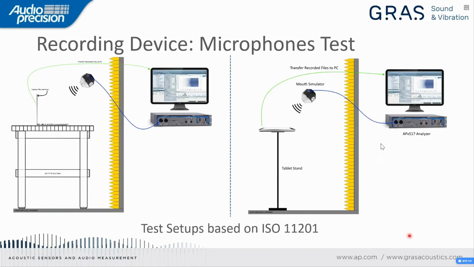And here we can see two different setups, one for laptop and one for tablet. They are very similar to the setups I showed before, but in these cases, as we are testing the microphones, we'll be using a mouth simulator to play back the signal generated by the AP software, and that will be captured by the microphone in the laptop or the microphone in the tablet.